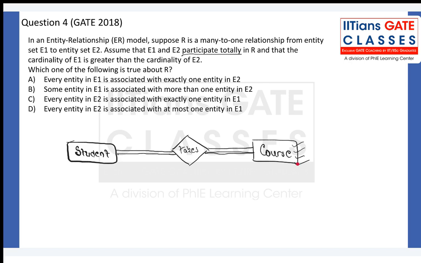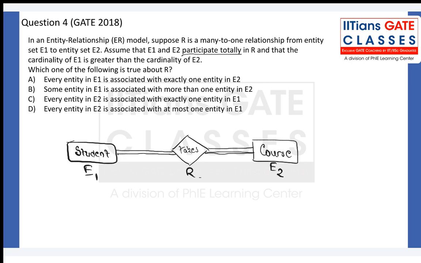Okay, perfect. I will leave it as it is, but they are calling this E2, this E1, and this R. They are saying the cardinality of E1 is greater than the cardinality of E2. The example is perfect. The number of students is more than the number of courses. That's often the case.